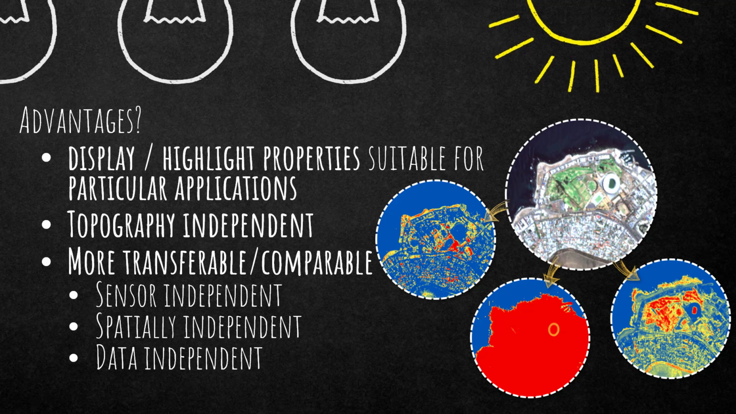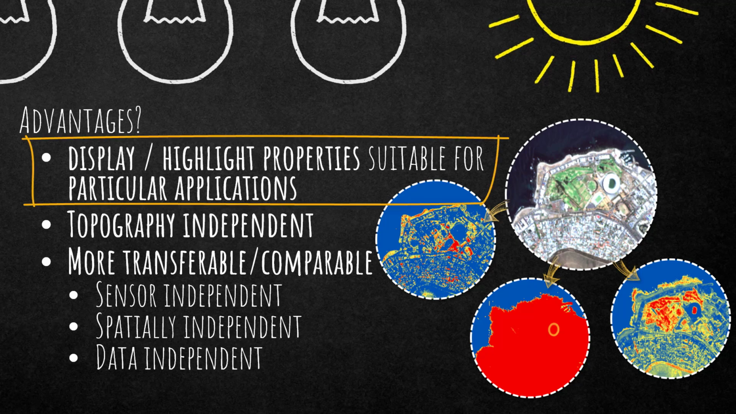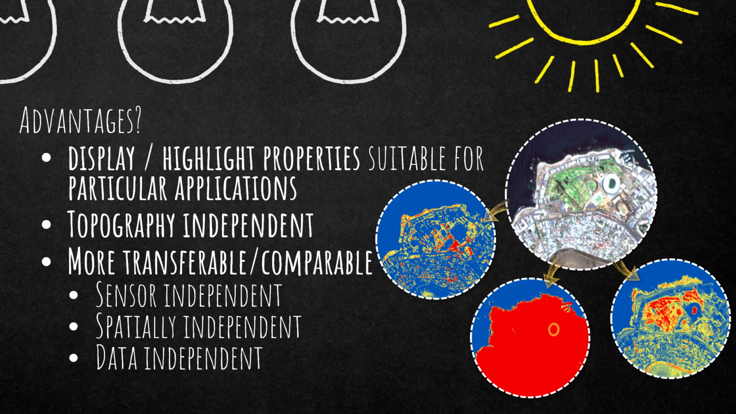First one is, when you have an index, it helps you to display and highlight properties suitable for particular applications. The NDVI, for example, if you're looking for vegetation. The NDWI, if you're looking for water. So specified properties for particular applications. Next one is topography independent.